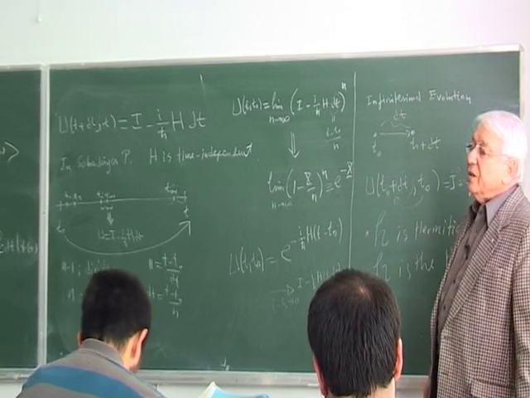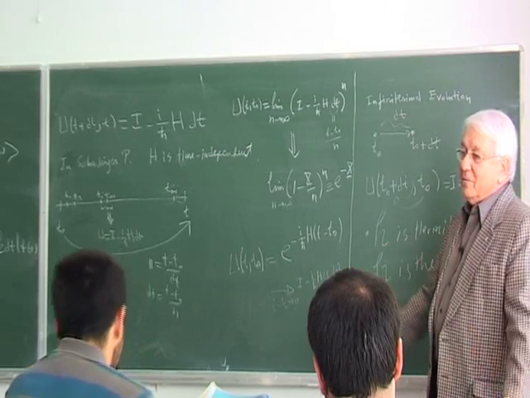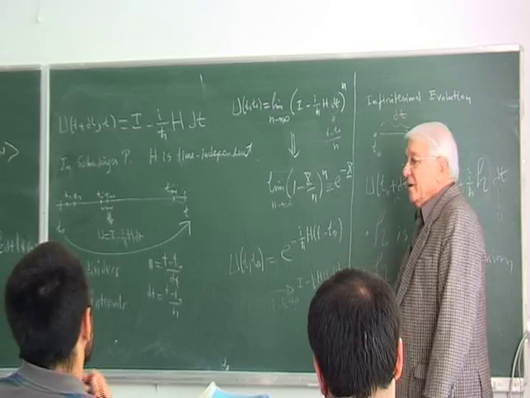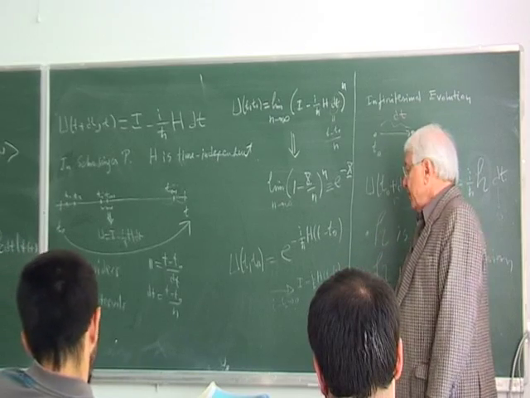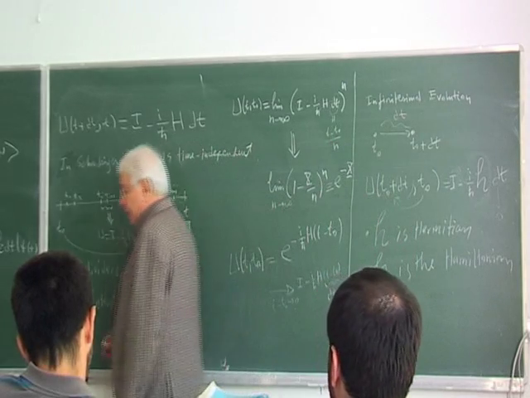integration of an infinitesimal one. Infinitesimals to finite requiring the integration, right? And this is taking the infinitesimal limit. So that is the time evolution problem in the Schrödinger picture.